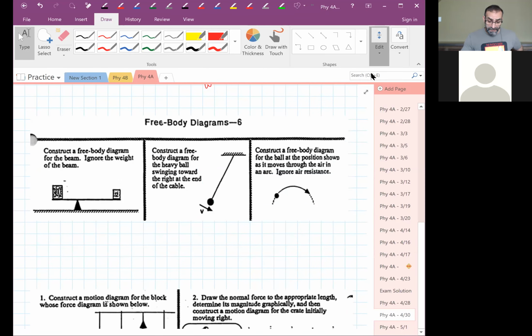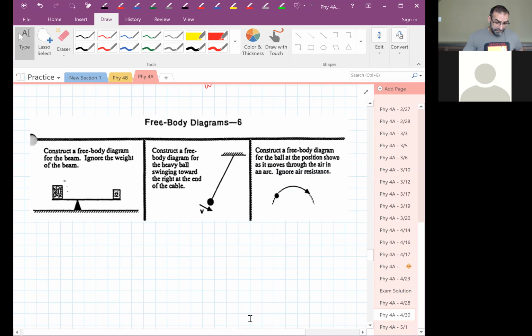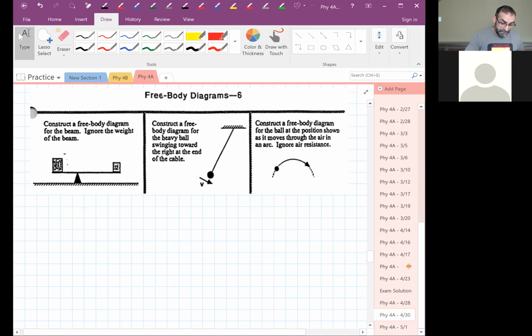For this first one, let's draw a real free body diagram where we're drawing the shape of the object. So our object is the beam here. We've got this balance beam on this pivot point, and there's a box sitting on one side and a box sitting on the other side. So we're going to construct a free body diagram for the beam, but it's a massless beam. It says ignore the weight of the beam.